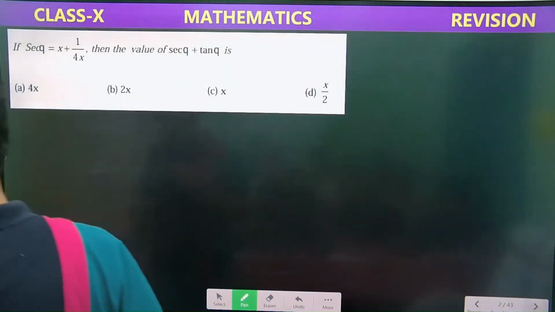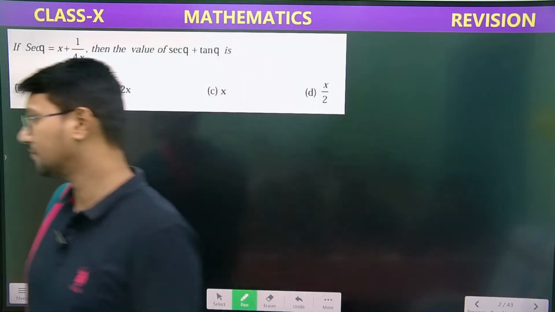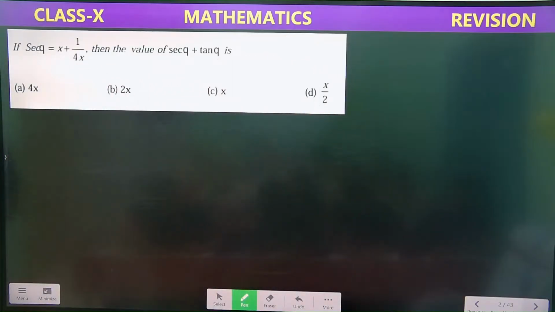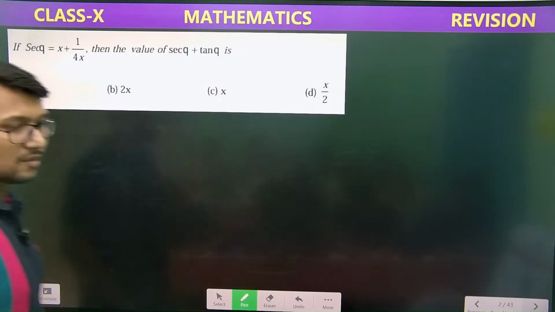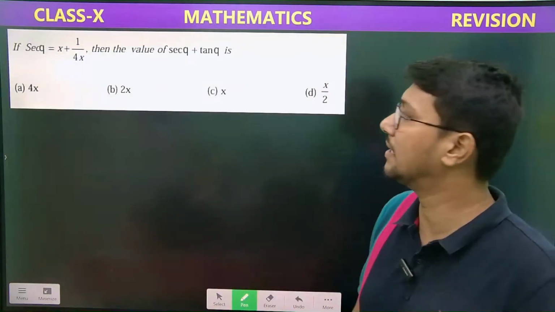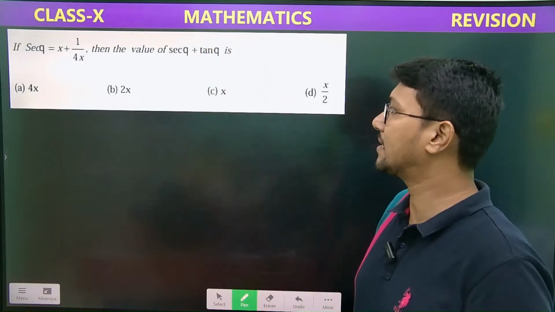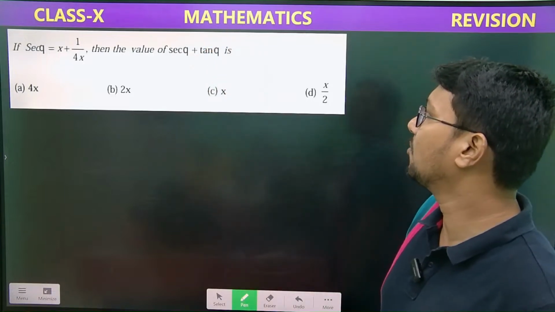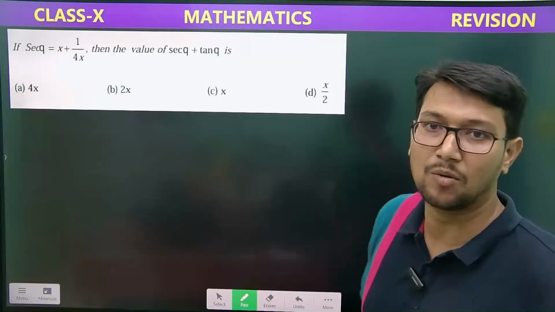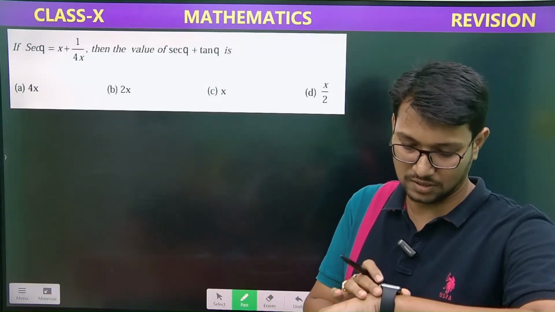Chalo, solve karo. Am I audible clearly, everyone? ठीक है? चलो, get ready, हाँ? Solve करो ये वाला question. Ready now? Let's see who can solve first, and I need the answer. If sec q equals x plus 1 by 4x, then the value of sec q plus tan q is how much?